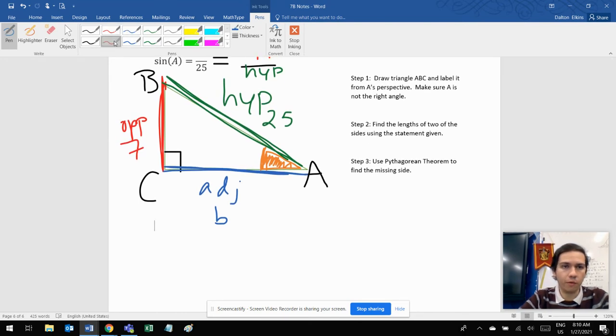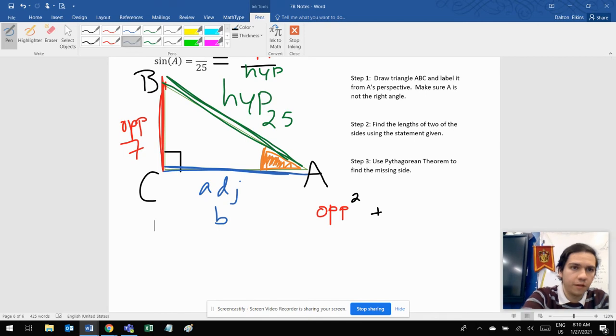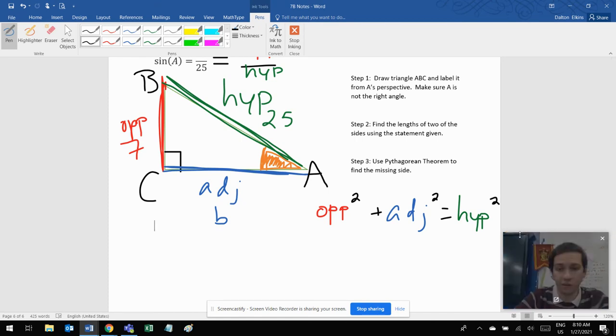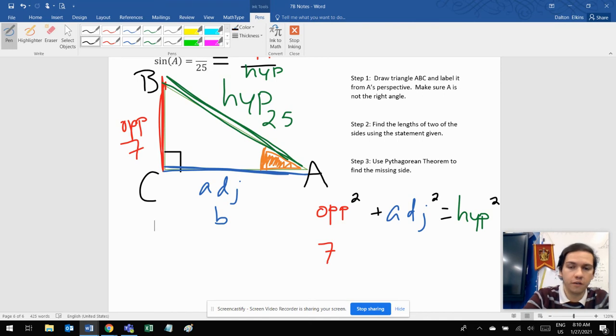So one way you can remember it too, I'm just going to write this out, is you could do the opposite side squared plus the adjacent side squared equals the hypotenuse squared. This is the exact same thing as Pythagorean theorem. I'm just calling it, instead of A, B, and C, opposite, adjacent, and hypotenuse. This works too. I wanted to show you this because it's kind of a nice translation of it. So 7 to the power 2 plus, we don't know the adjacent side, I'll call it b for bottom, and then the hypotenuse is 25.